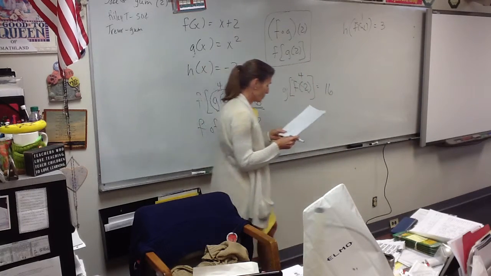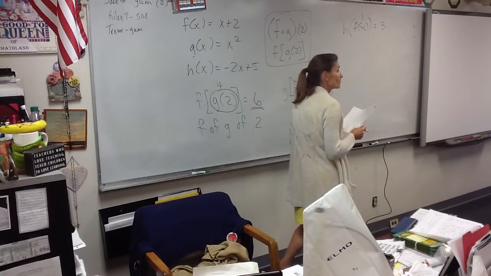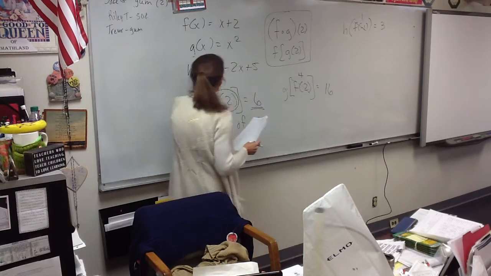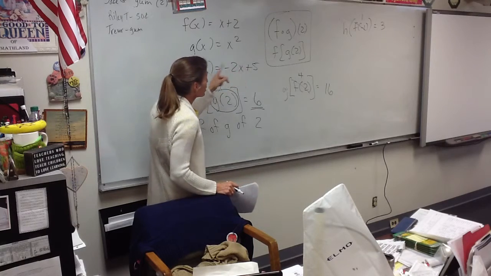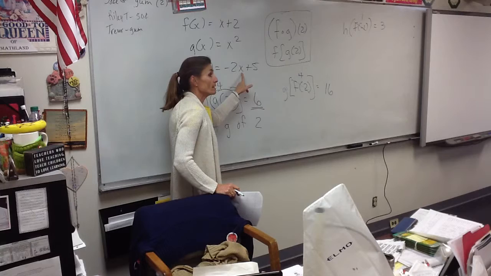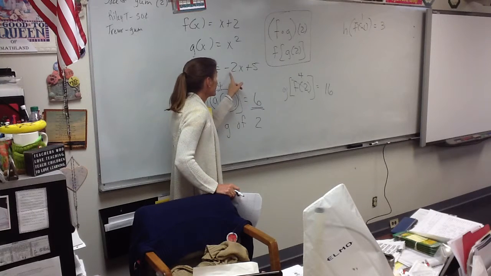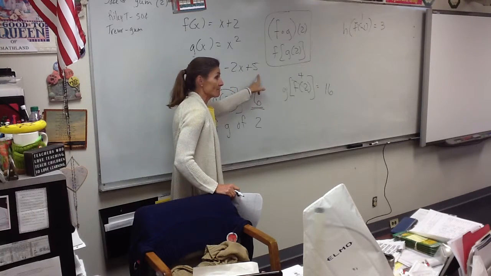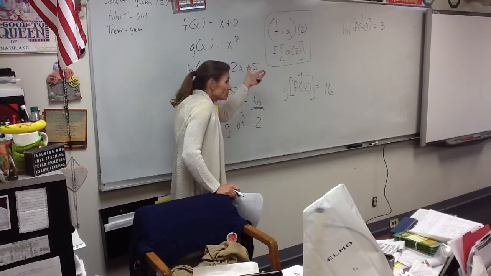Oh. Isn't it 7? When you say find h of 1, you take out the x's and put in 1s. So it's negative 2 plus 5, which is 3.